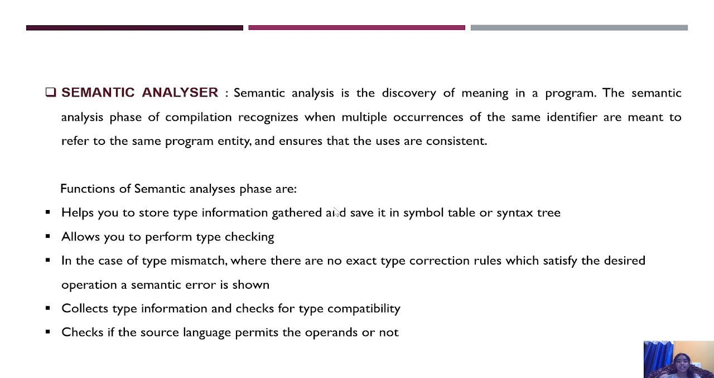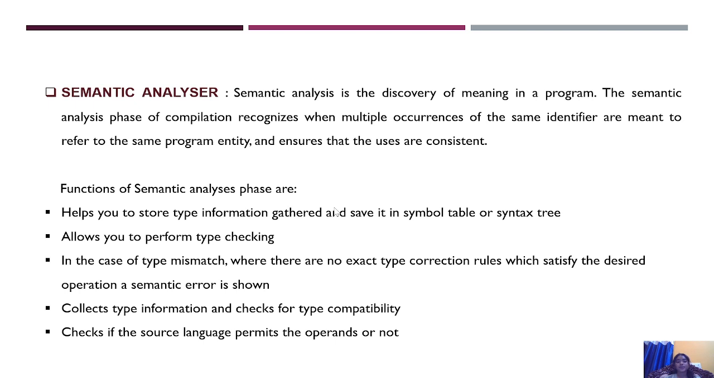Coming to the semantic analysis. Semantic analysis is the discovery of meaning in a program. The semantic analysis phase of a compilation recognizes when multiple occurrences of the same identifier are meant to refer to the same program entity and ensures that the uses are consistent. Functions of the semantic analysis phase: it helps you to store type information gathered and saved in a symbol table or a syntax tree. It allows you to perform type checking.